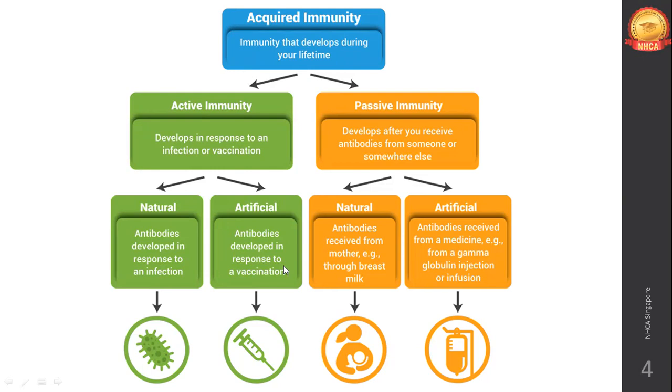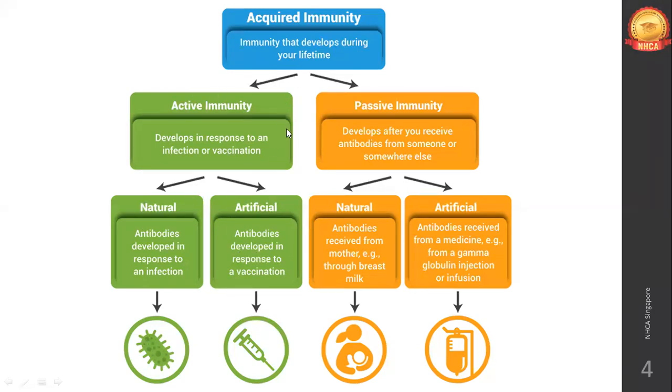Okay, in vaccination you are introducing that bacteria into the body, and it is the body's responsibility now to make antibodies. So artificially you are giving an infection so that the body, in response to that, can prepare antibodies. Okay, so that is active immunity. These are the two types of active immunity.